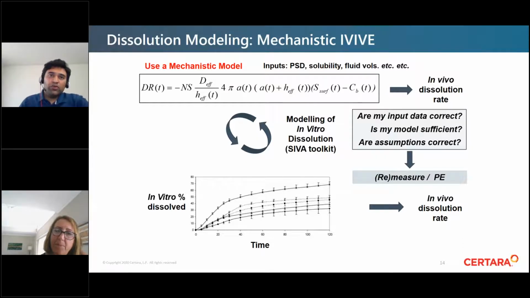So we don't want to use this in vitro dissolution assuming that that is going to represent the whole of the GI tract. But on the other hand, we also want to make sure that the model inputs are reliable, the assumptions we are making are correct, and the model is sufficient to describe the effect of formulation and dissolution. If not, then we can go back and measure this parameter again or quantify them. Next slide, please.